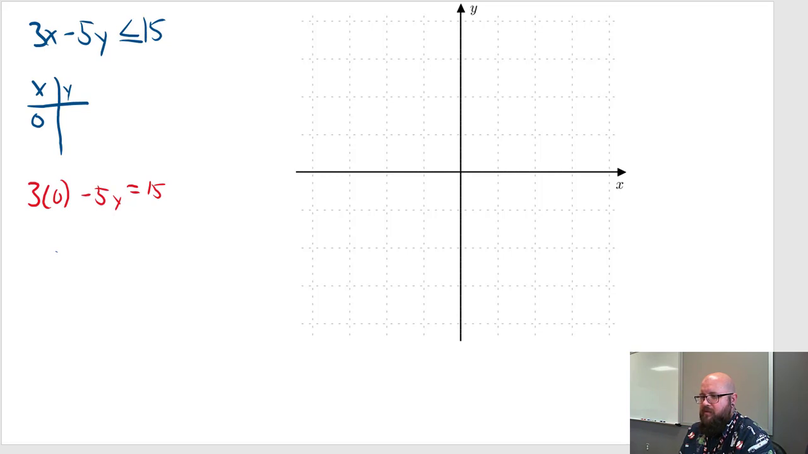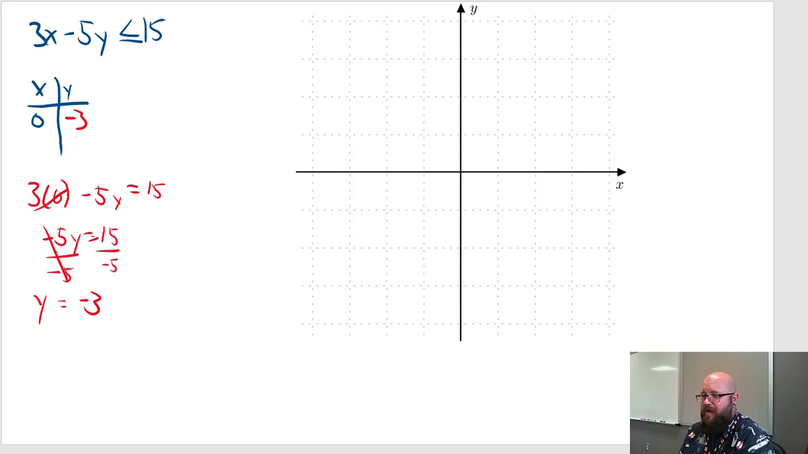Well, 3 times 0, of course, is 0, so that goes away, and we're left with negative 5y equals 15. All right, then we're going to divide by negative 5 on both sides. That goes away, we're left with y equals 15 divided by negative 5, which is negative 3. So we have a negative 3.